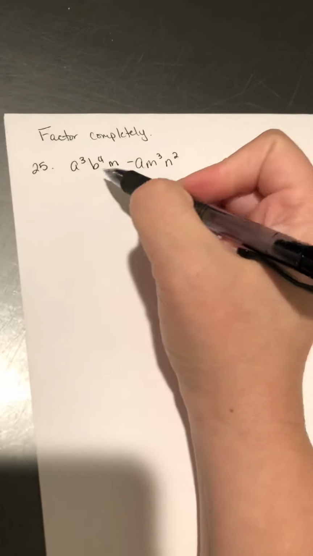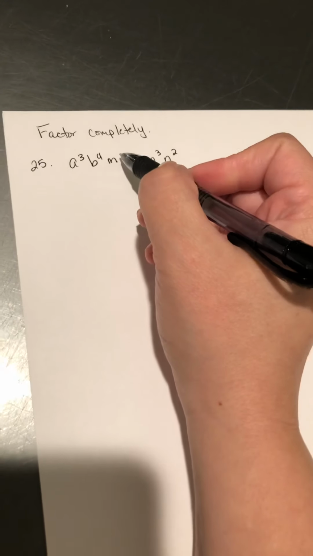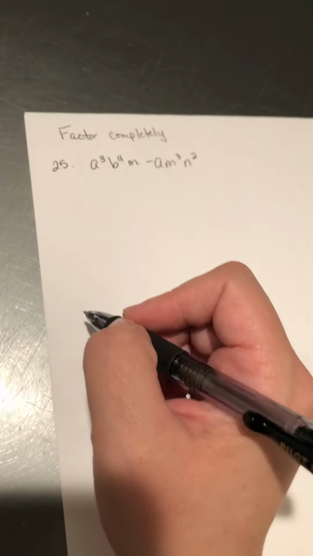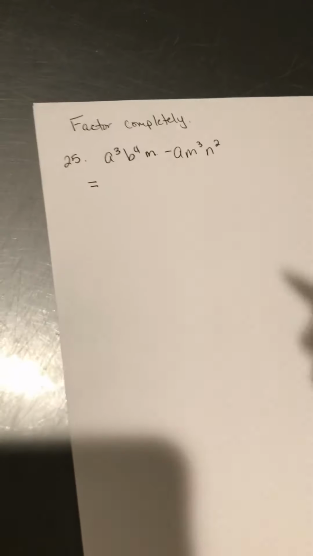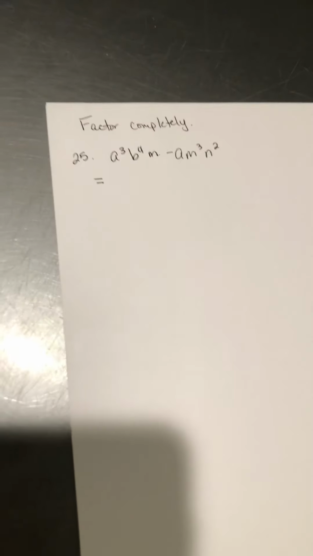Okay, for the last video on factoring here, we have factor completely if it's possible. So we have a cubed b to the 4th m minus a m cubed n squared. So the first thing you want to do is always see if you have a greatest common factor, because then it'll make life easier. So that's the first thing you want to check.